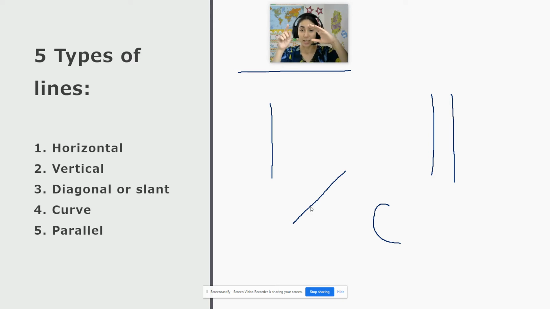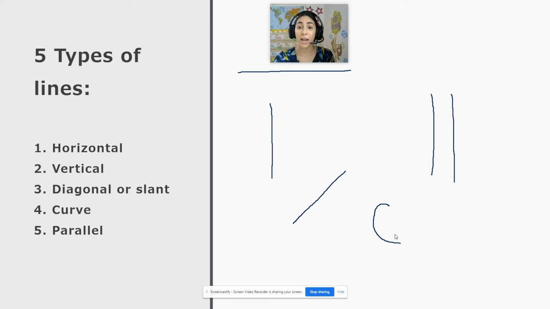And then you have line number four, which is the curve, which is kind of like a C. It's a line and it's curved. So imagine that this is the line. I have a diagonal or slant line, and then I want to curve it. So now I have a curved line. This one's pretty easy because it looks like a C. Curve starts with the letter C, so the line is going to be like the letter C, curved.